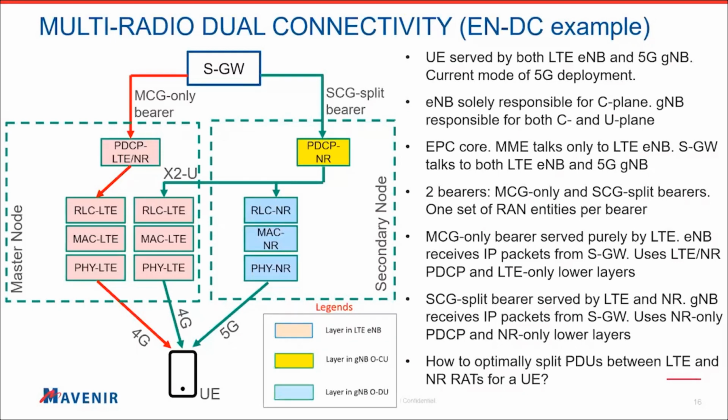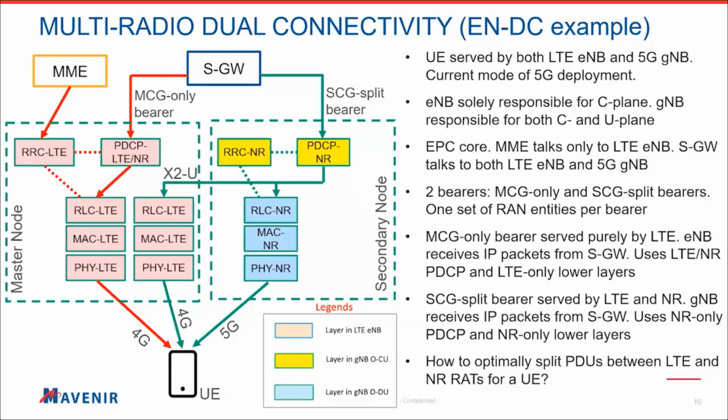Now the question is, what percentage of traffic is going to flow over the NR leg, and what percentage of traffic is going to flow over the LTE leg? That's another question, because the split of traffic across the two legs is very key to optimizing KPIs. And this is again a vendor proprietary implementation, because this is also not really standardized in 3GPP.